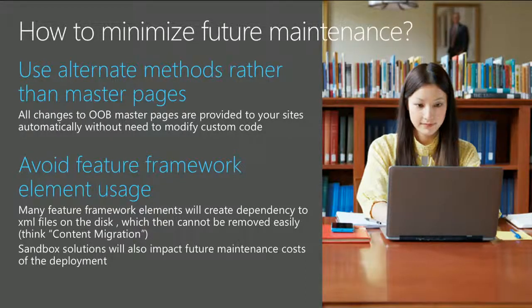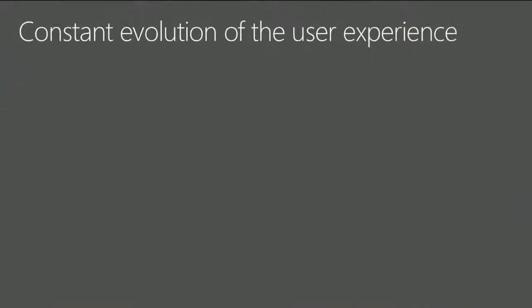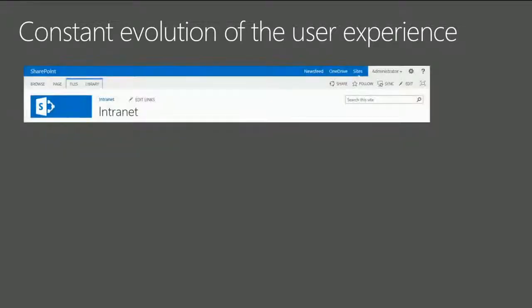Good. If you think about the constant evolution of the user experience in Office 365, if you go back a few years and think about the experience in the RTM version of SharePoint 2013, this was actually the UI, the top bar on the SharePoint side. We had the newsfeed, we had OneDrive, we had sites, and it was saying SharePoint. That means that it's actually an on-premises master page because it's saying that.